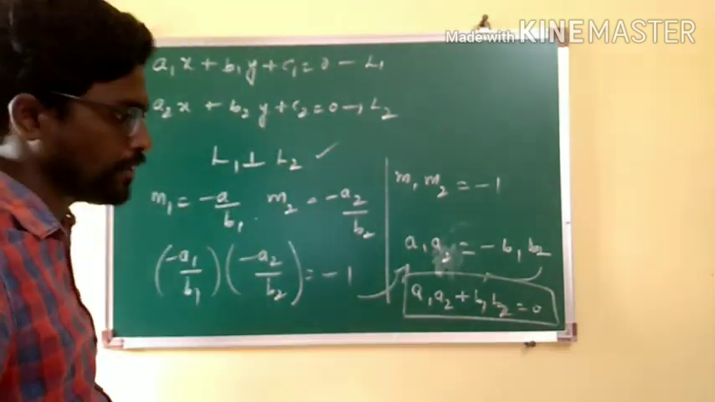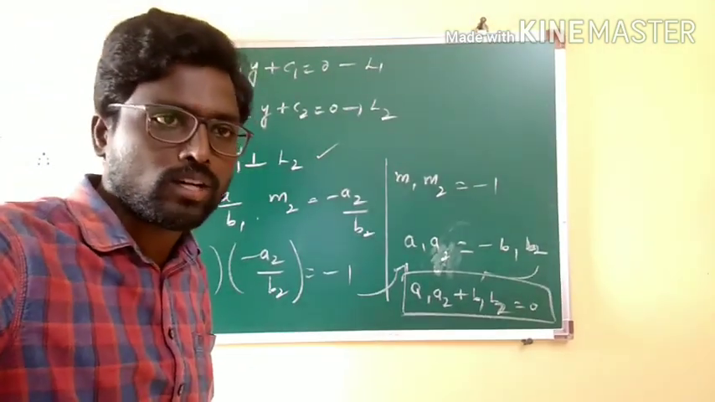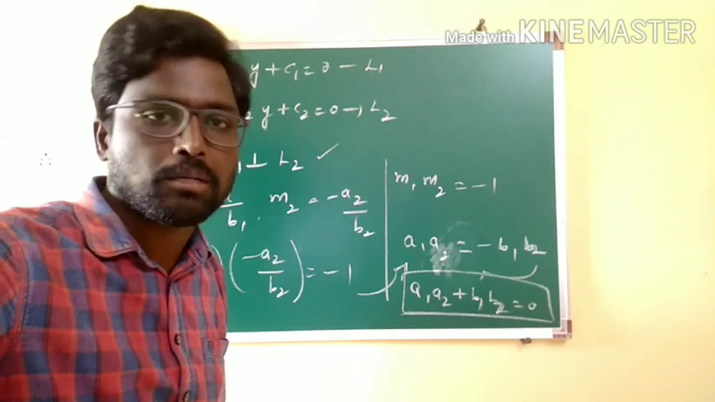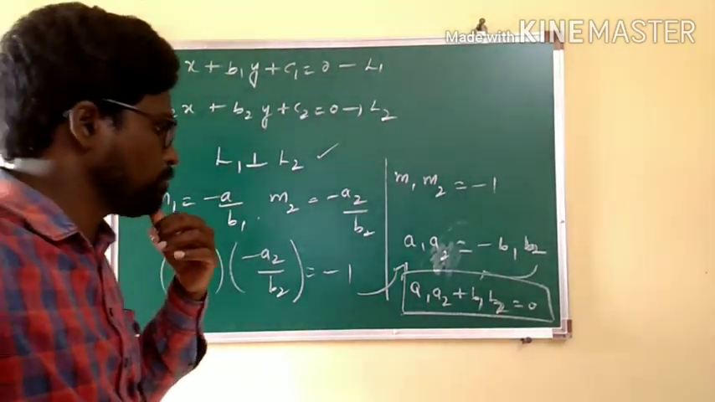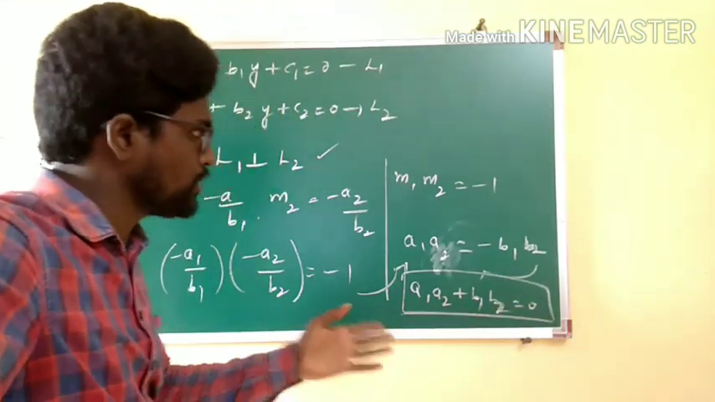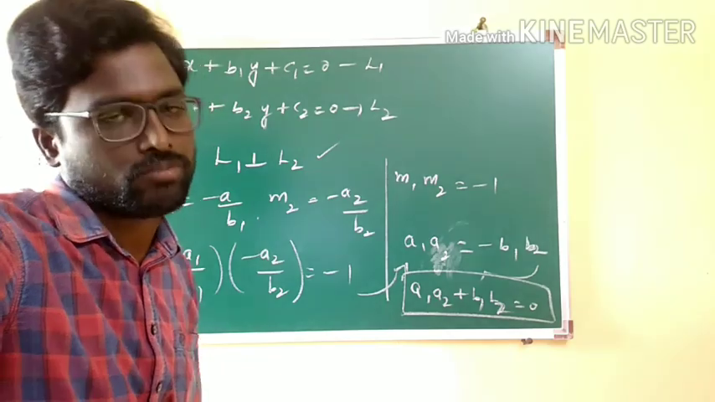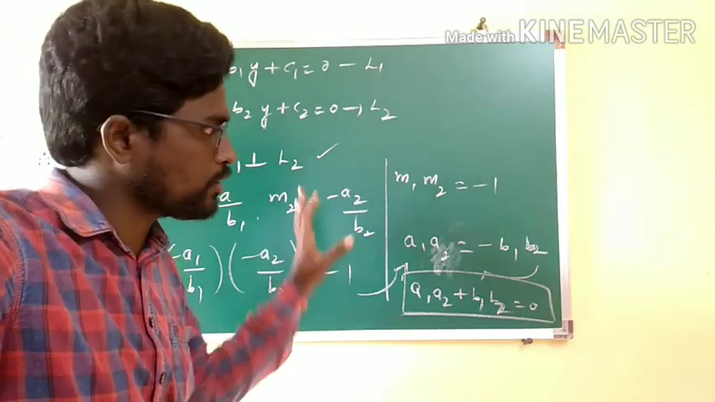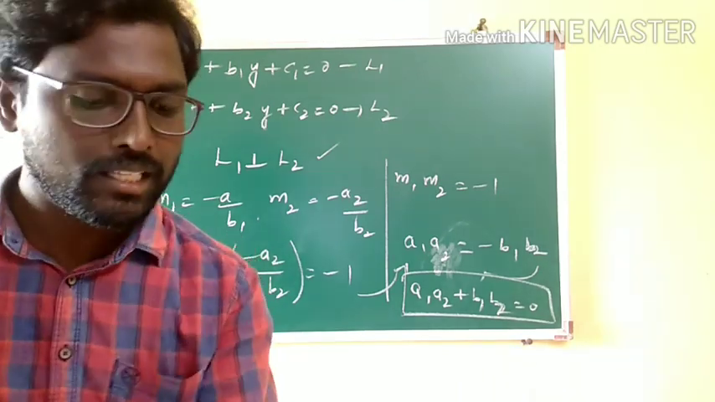If the lines are parallel, a1 by b1 is equal to a2 by b2, otherwise a1 by a2 is equal to b1 by b2. If the lines are perpendicular, a1 a2 plus b1 b2 is equal to 0. It is obtained from the condition m1 into m2 is equal to minus 1. These are the two conditions which I gave you right now. Please notice them and mind them properly.